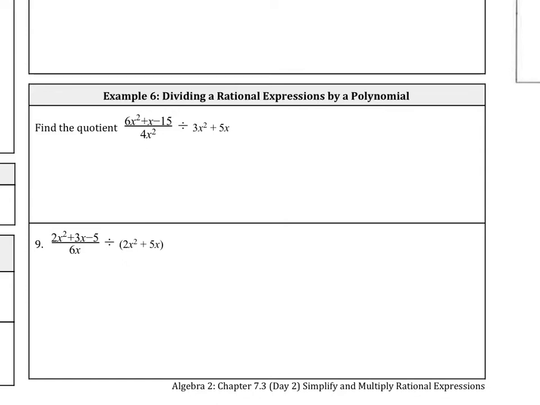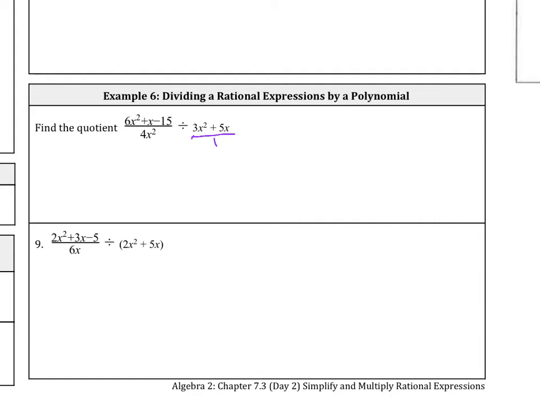For our last example, let's divide a rational expression by a polynomial. So first of all, notice that this polynomial here on the right is 3x squared plus 5x. So what does this look like if we're thinking about fractions? Remember that it's always over 1, right? Anything that doesn't have anything underneath it is the numerator. So just remember that with multiplying by or dividing by a polynomial.